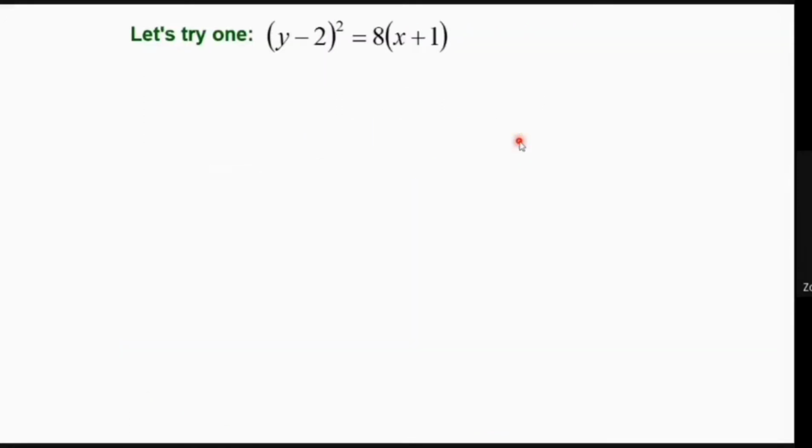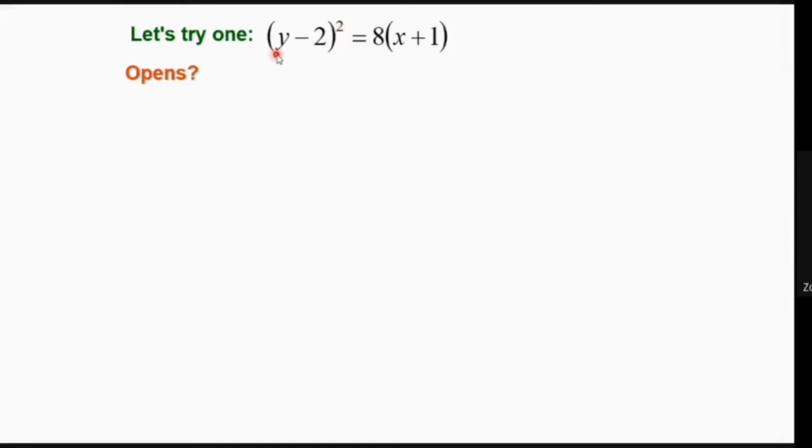Okay, let's have an example. Let's try the quantity y minus 2 squared is equal to 8 times the quantity x plus 1. Okay, yung first thing na dapat natin i-analyze, saan ba dapat siya nag-open? Let's take a look at the term which is being squared. Alin ba sa mga variable ang may squared? Is it x or y? In this example, y term is being squared.